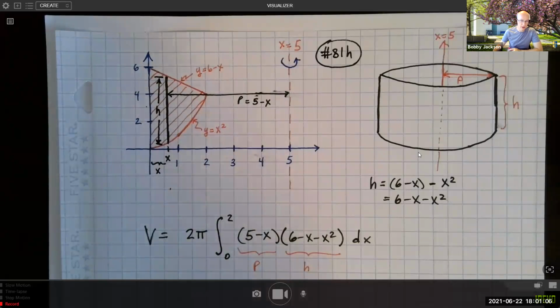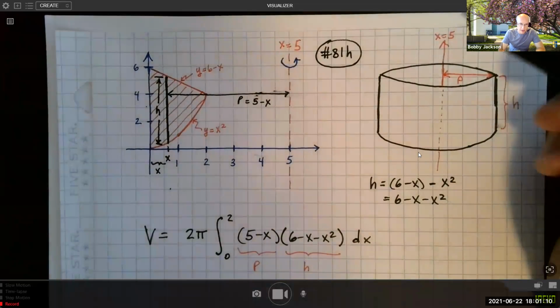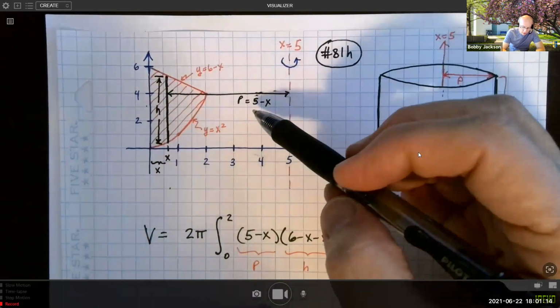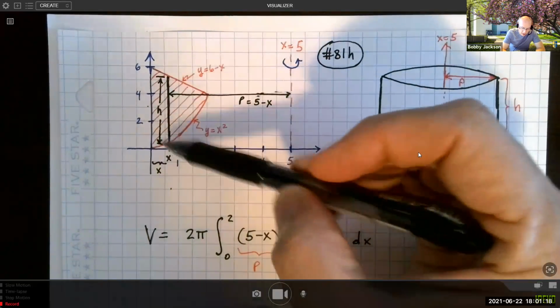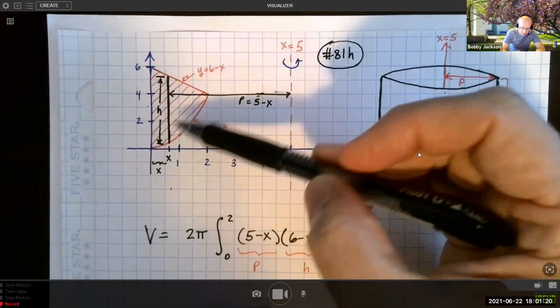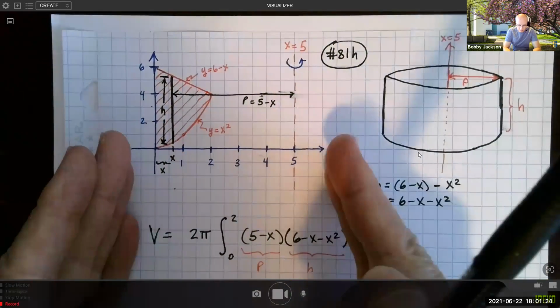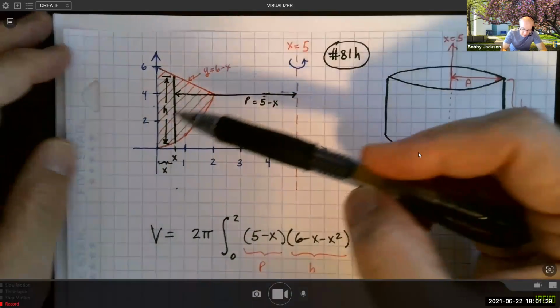Let me take a look at number 81H here and see how we set this integral up that gives us the volume of the solid formed by rotating this region. This is the region that's given, and I've redone it on a graph here. It looks a little bit different because I've got it a little more spread out horizontally, but this is still the same curves we had.